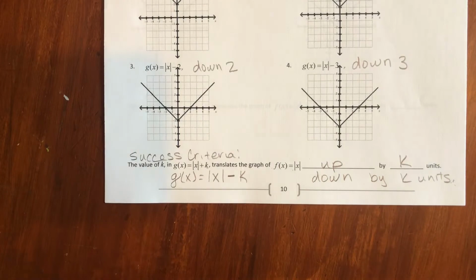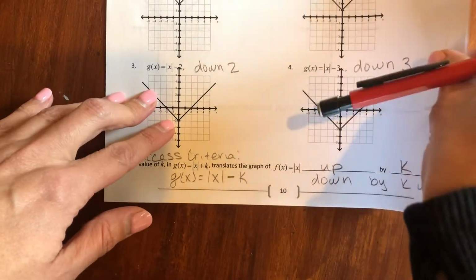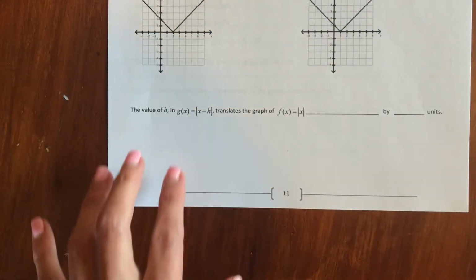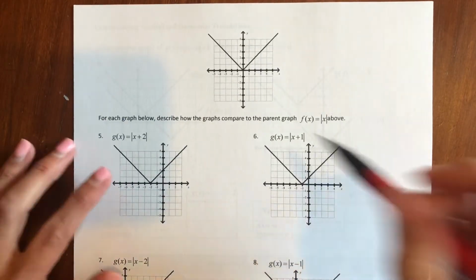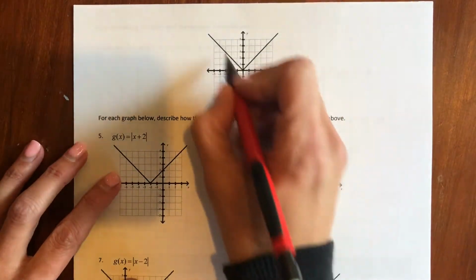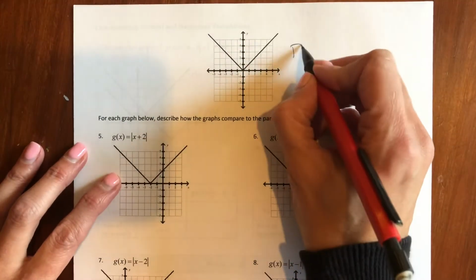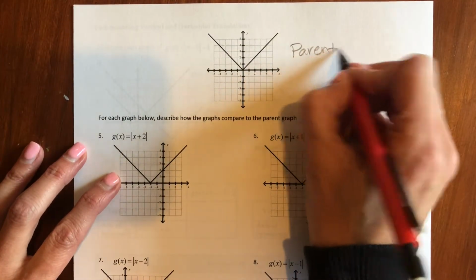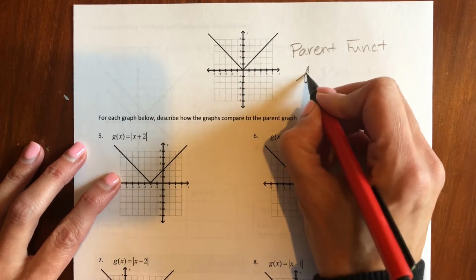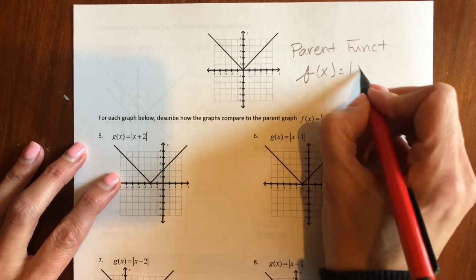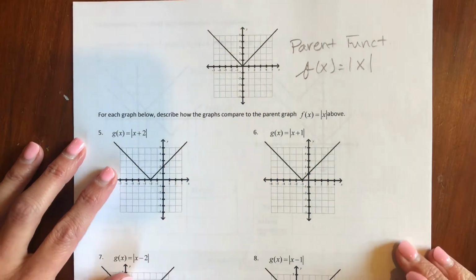All right, moving on. Let's look at some more of these. Again, we're starting with your parent function. This is just to remind you what the parent function of the absolute value looks like: f of x equals absolute value of x. So let's look at this one.